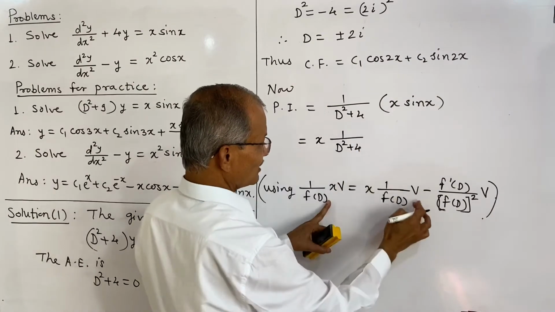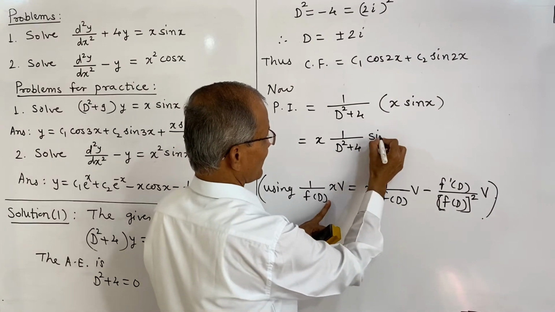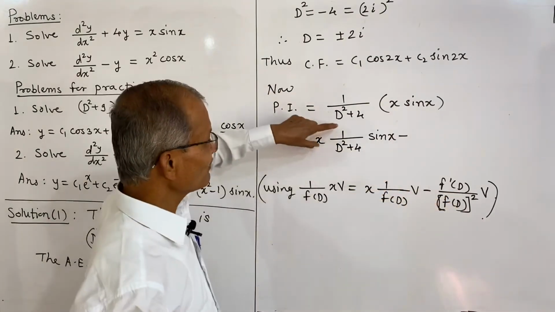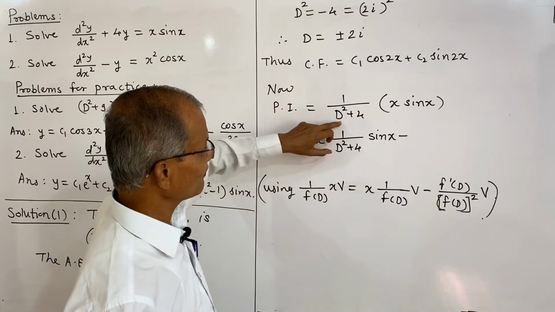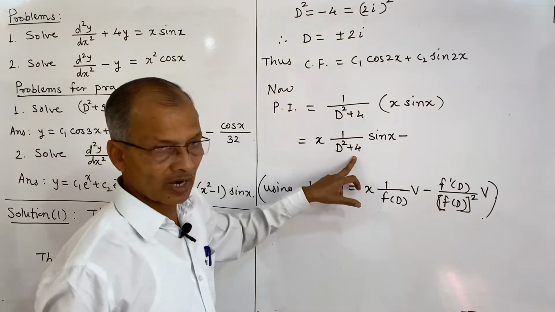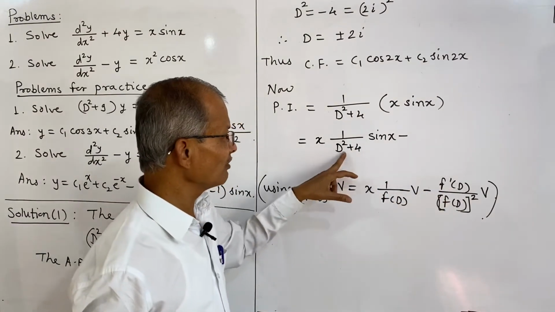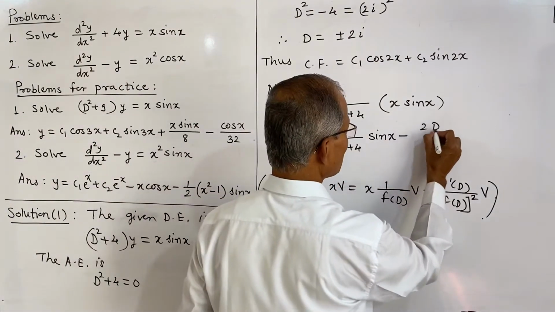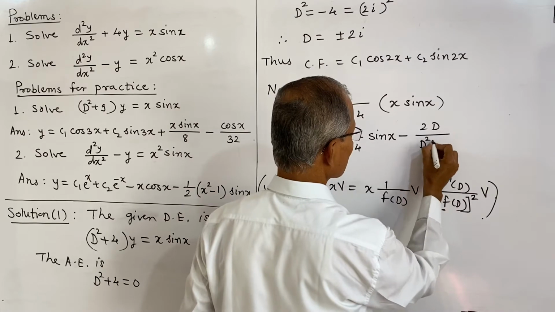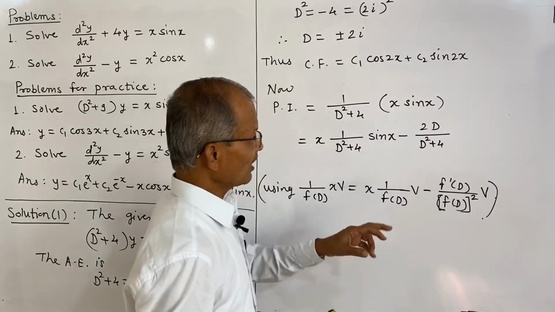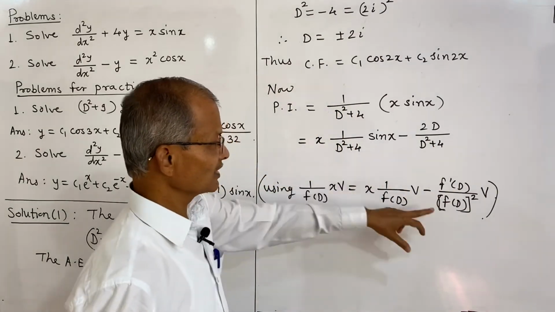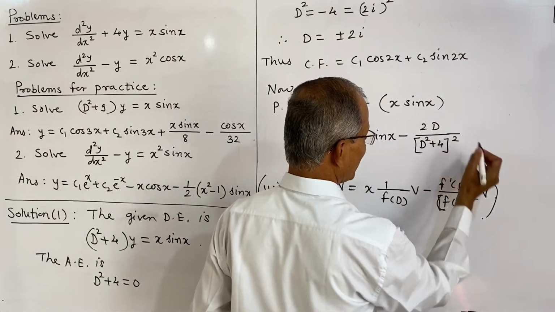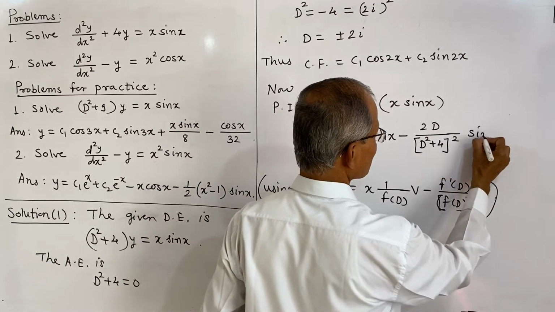So v means sin x, operated on sin x, minus f dash of d. What is f of d? By comparison, f of d is d square plus 4, and its derivative f dash of d is 2d. So this will be 2d divided by d square plus 4, whole square, since f of d is d square plus 4, operated on v. V is again sin x.